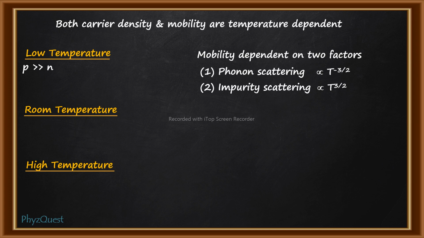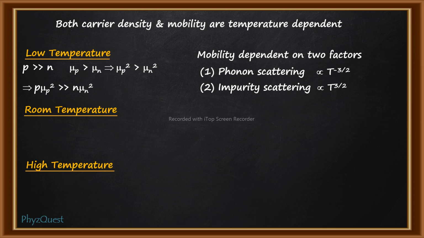So therefore in this case at low temperature, mu p will be greater than mu n. Therefore mu p square is greater than mu n square. We have already been given that p is much greater than n, therefore p mu p square is much greater than n mu n square. So in the expression of RH, in the numerator we have the term p mu p square minus n mu n square.